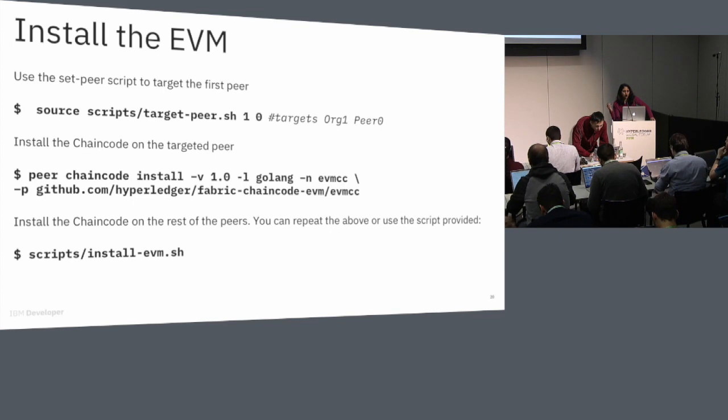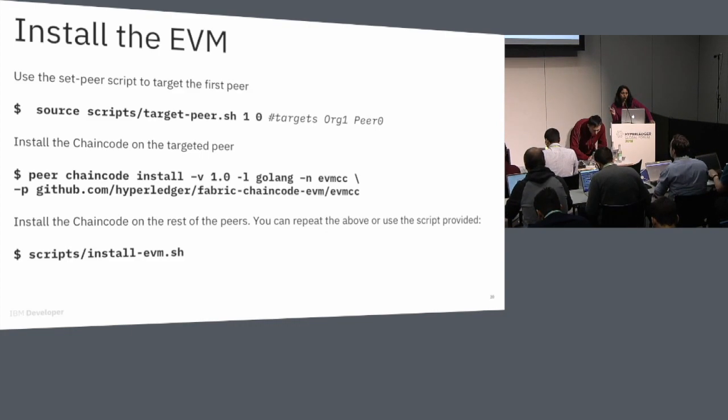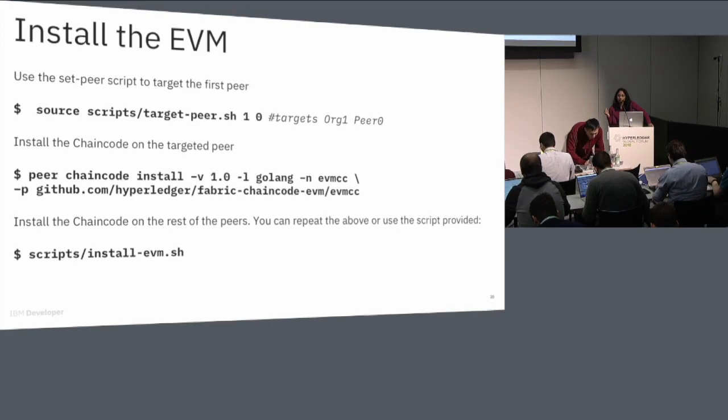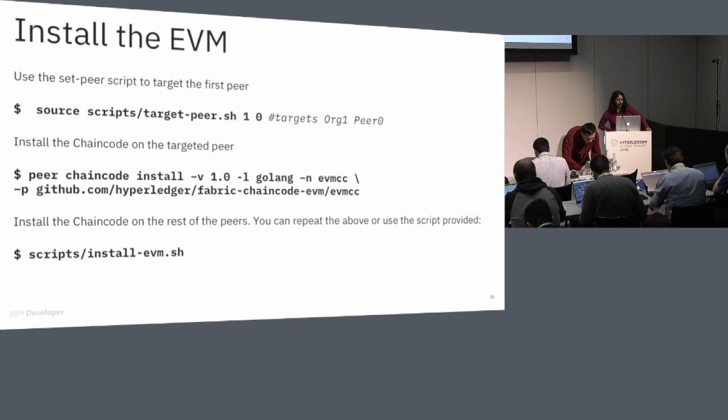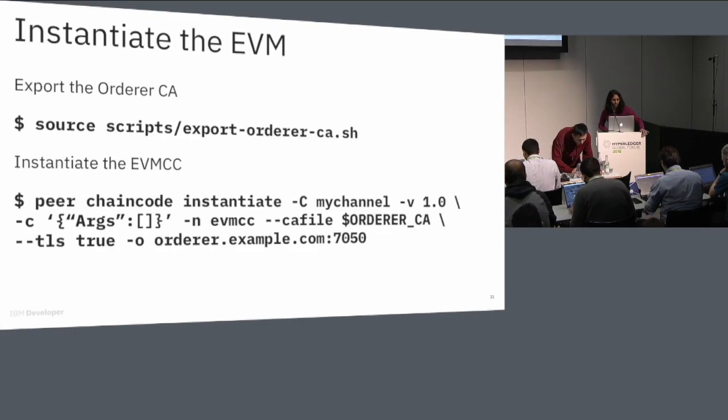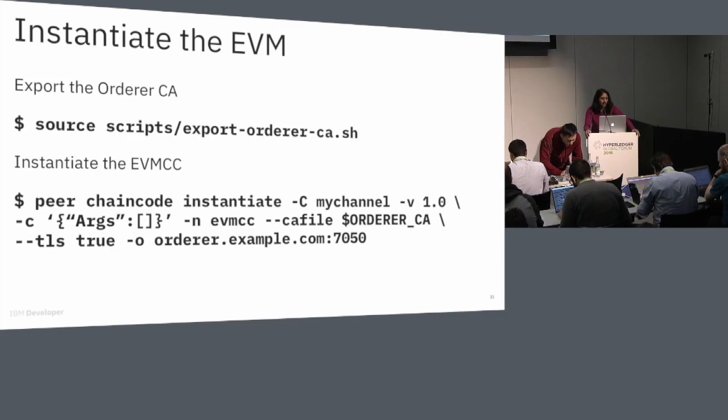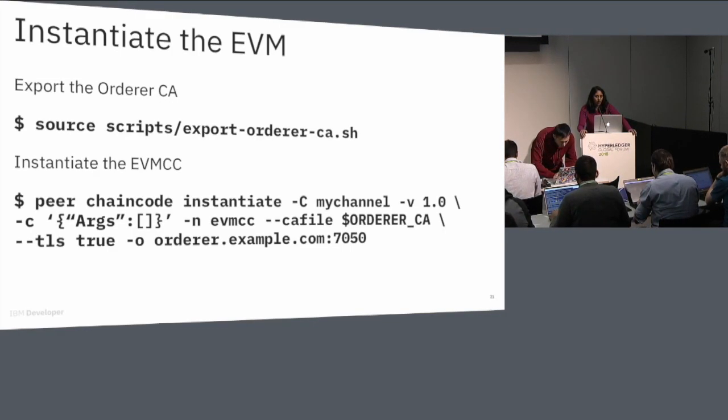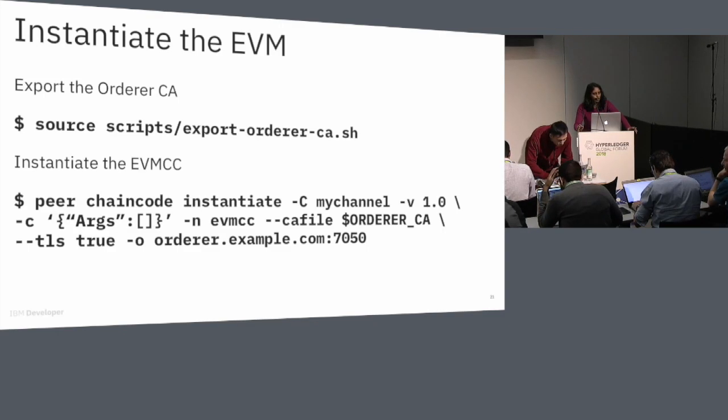So those of you guys who are still working on this, can I just switch to the next slide so we can do the next step? I think so. Okay. I can always go back if you get confused. So now the next thing is we need to instantiate. At this point, whatever peer you're targeted should be fine.